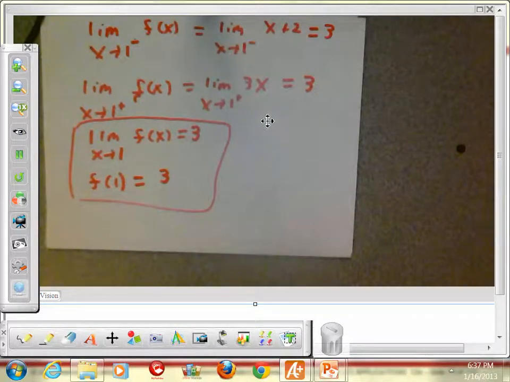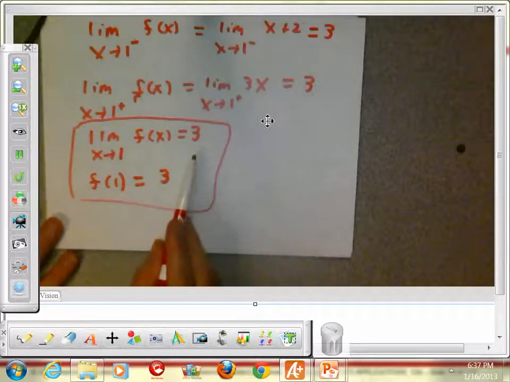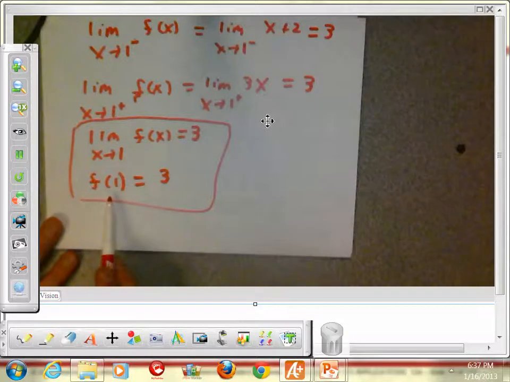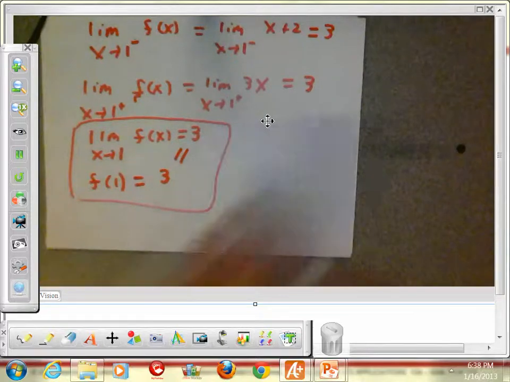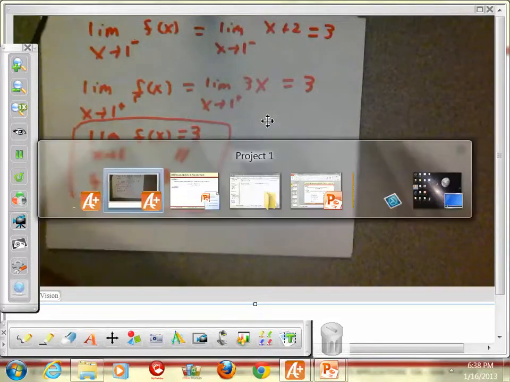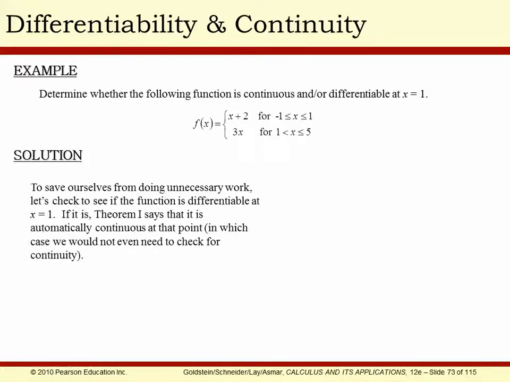All right? Why? Because the limit as x goes to 1 of f of x is equal to 3, and the value of the function at 1 is also 3. Since these are equal, the function is continuous at 1. Okay? So if we go back to our slide, remember, the function must be defined at a, the limit must exist, and both the limit and the function value must be equal. Okay, and that's exactly what they do here.